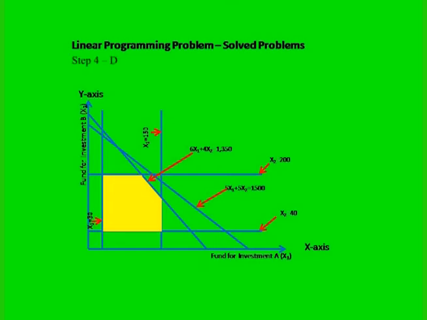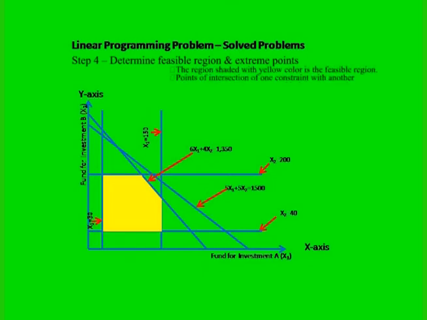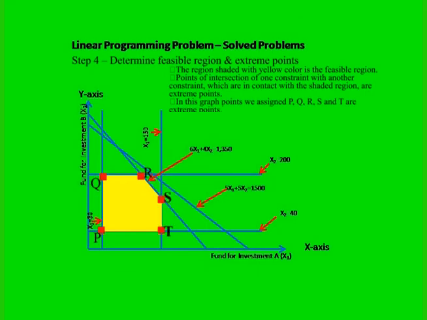Step 4. Determine the feasible region and extreme points. The region shaded with yellow color is the feasible region. Points of intersection of one constraint with another constraint which are in contact with the shaded region are extreme points. In this graph, the points we assigned as P, Q, R, S, and T are extreme points.